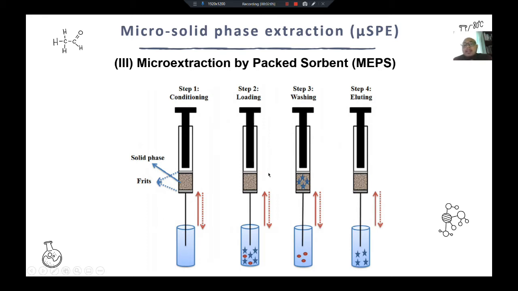Okay, and then kita buat benda yang sama untuk washing process. Okay, to remove the impurities, and then we do the elution. Okay, using the right solvent. Okay, so this is the method by using the MEPS.